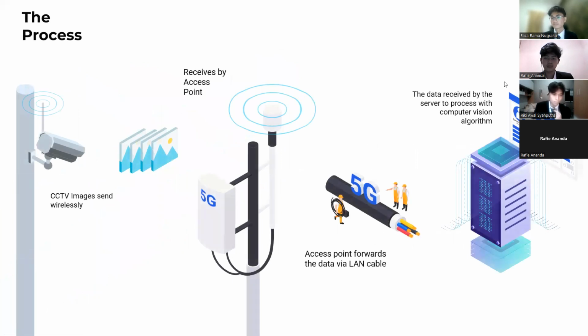This is the process of Atle, the data processing from the CCTV into the server. The first step is the CCTV image sent wirelessly to the access point. So the access point receives the data, and then forwards the data via LAN cable to the server, and the data received by the server is processed with a computer vision algorithm.